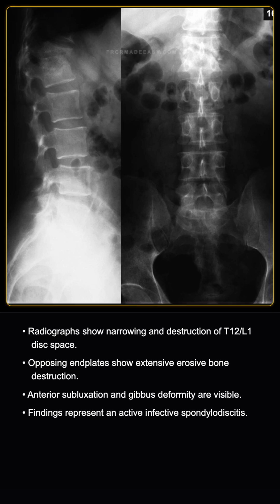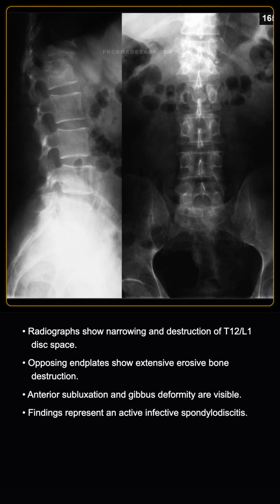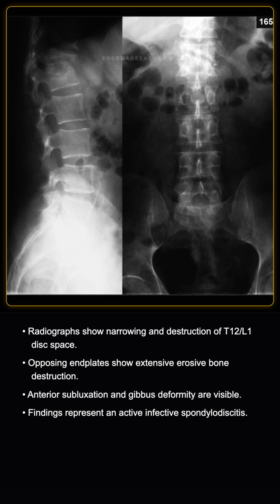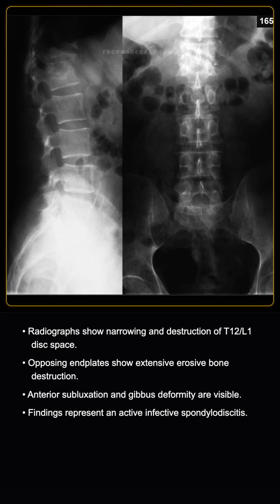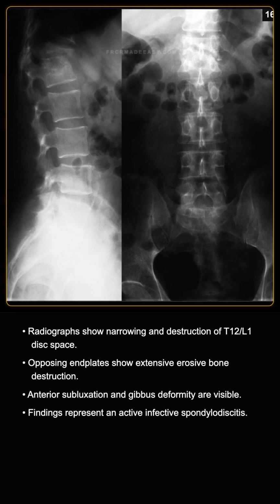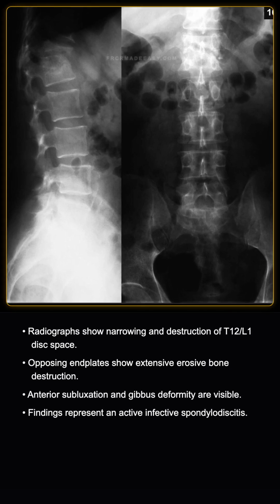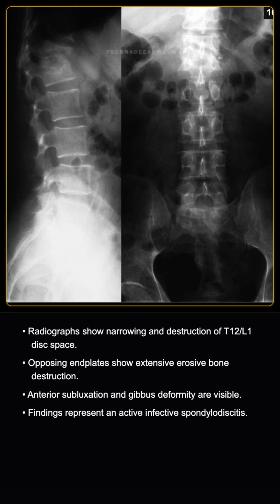Okay, I see it. The radiographs demonstrate narrowing and destruction of the intervertebral disc space at the junction of the 12th thoracic and 1st lumbar vertebrae. There is extensive erosive destruction of the opposing vertebral endplates, accompanied by anterior subluxation and marked anterior angulation of the spine, representing a gibbus deformity. These features are highly characteristic of an active infective spondylodiscitis.